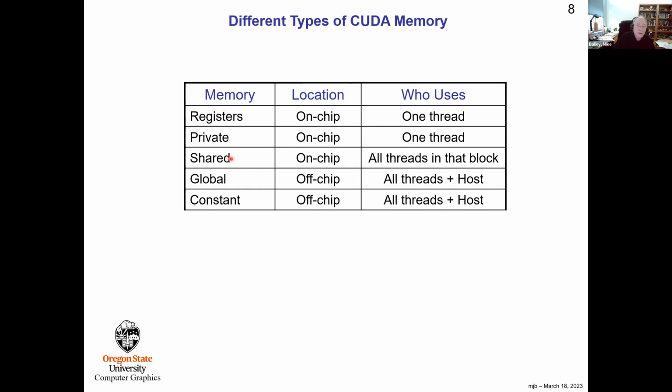There's that shared memory that all threads in a block can get access to. There's global memory. It's off the chip. It's elsewhere on the board, and all threads and the CPU can get access to it. The CPU is always called the host, and the GPU is always called the device. That's just sort of the standard terminology. And you'll see this in the sample code.